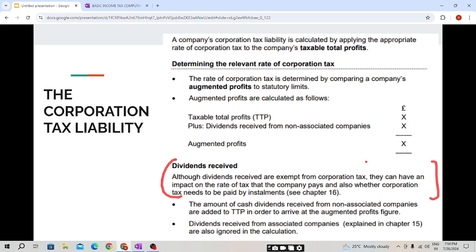This, the second point, we will be covering under Chapter 16, self-assessment for companies. The amount of cash dividend received from non-associated companies is added to the TTP in order to arrive at the augmented profit figures. Dividend received from associated companies, explained in Chapter 15, is also ignored in the calculation. But students, we will be covering that under this chapter only.